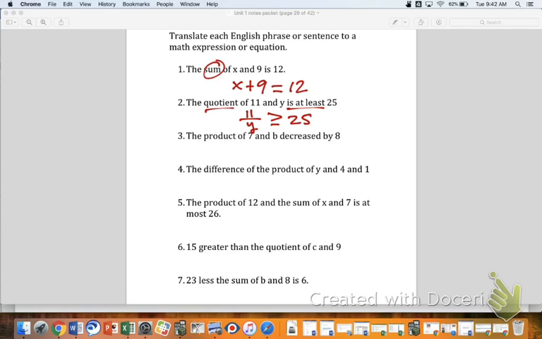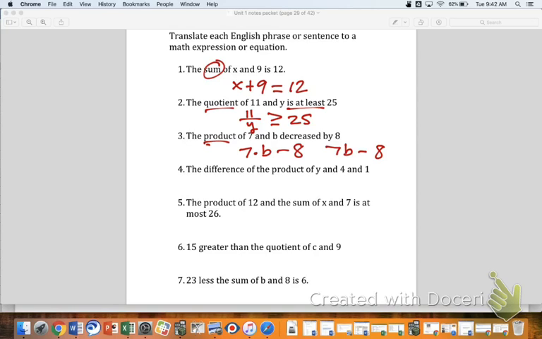Number 3. The product. What does the word product almost always mean? Multiplication. Yeah, that's right. So 7 times b, you could use parentheses in there if you want. I'm just going to use a little dot. So 7 times b. What about decreased by? Minus. Yeah, so minus 8. So this would be 7 times b minus 8. Josh? Can you just do 7b? Sure. Yep, 7b minus 8. Absolutely. That definitely works. Any other questions?